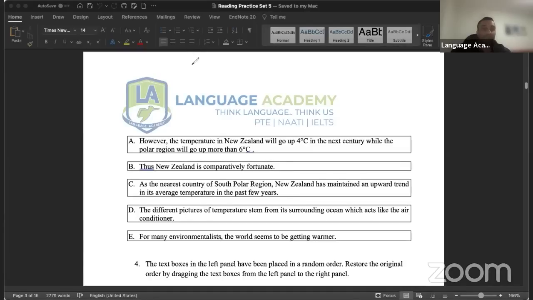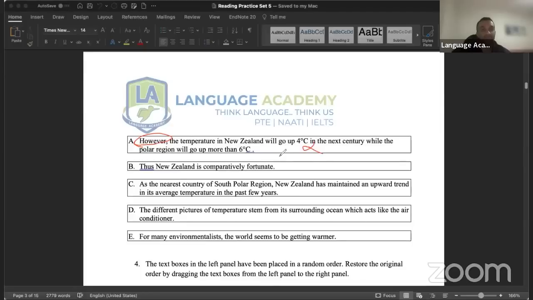First thing, again, we have to figure out what should be the standalone sentence or what should be the topic sentence in this one. He's saying that, however, the temperature in New Zealand will go up 4 degrees centigrade in the next century, while the polar region will go up more than 6 degrees. What do you mean by however? I don't know. So that means I need some more information. So that means it can't be my first sentence, right?